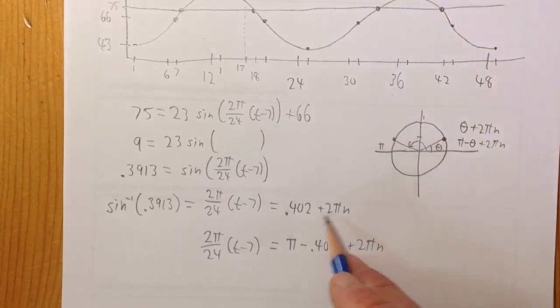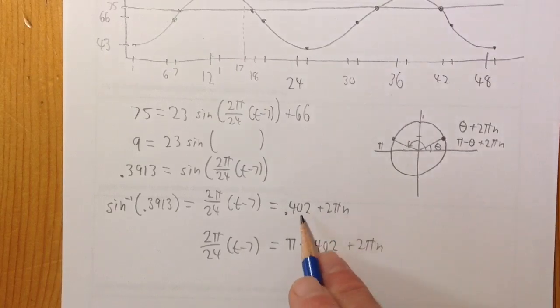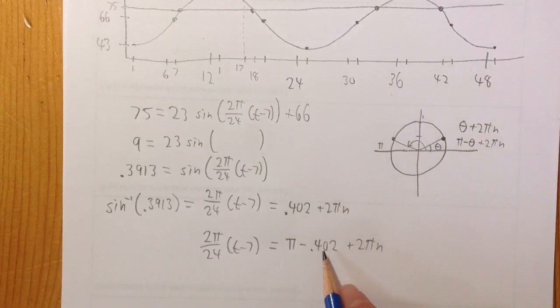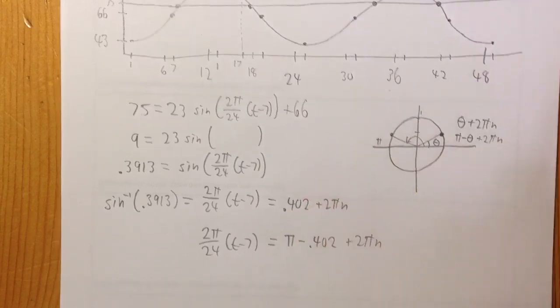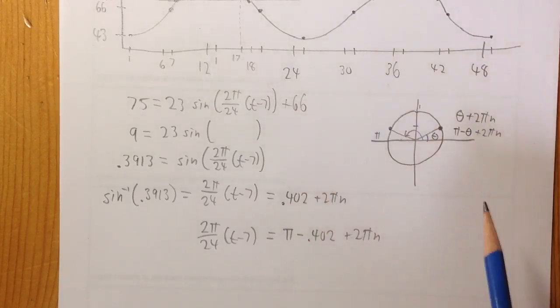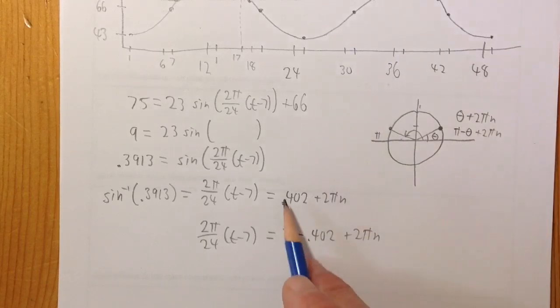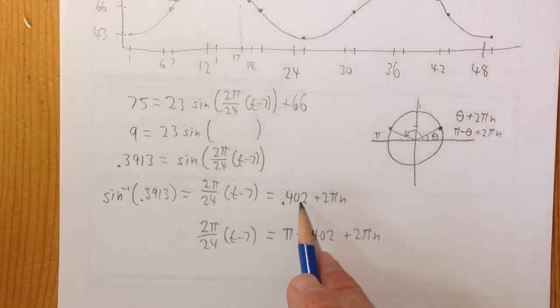So, we can just use the first one here, 0.402, and then the next one after that, which is pi minus 0.402, and figure out those two. So we don't really need the 2 pi n in here, but that's showing us we're going to get all the other ones. Okay, so when is it equal to 0.402?